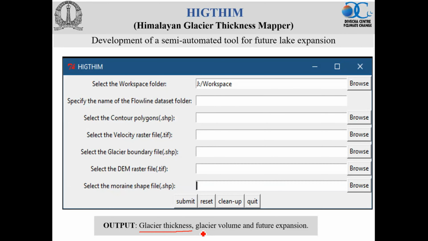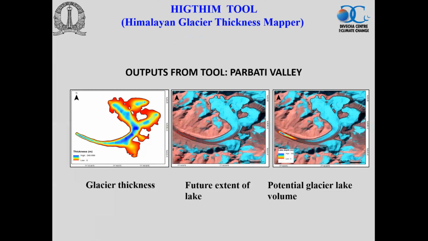It can give glacier volume, and it can give the future expansion of glacial lakes. It is not that only, it can also tell where the new lakes will be formed in future. So this is one of the outputs from the Parvati Valley.